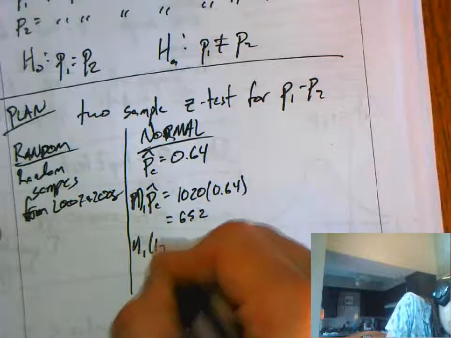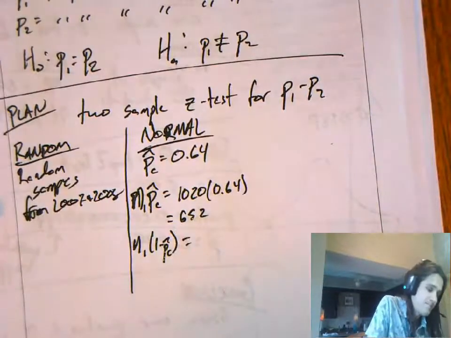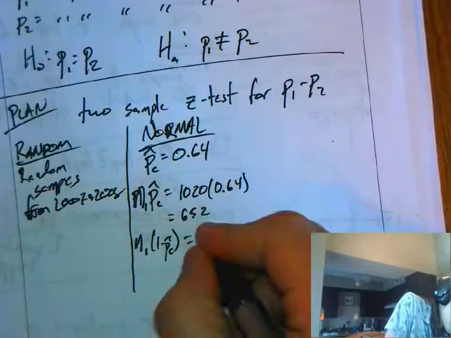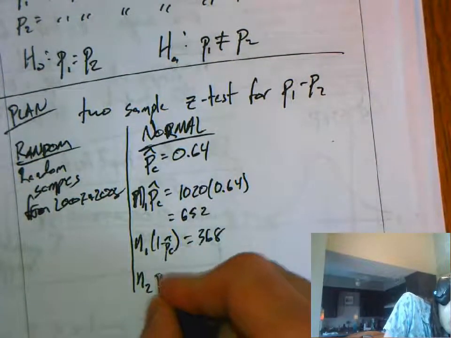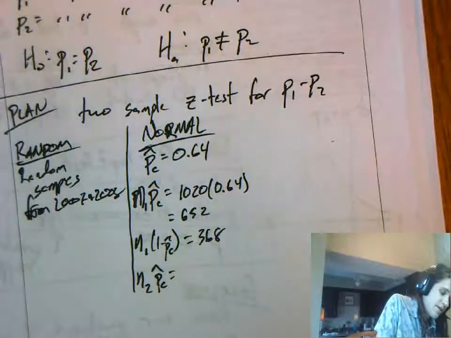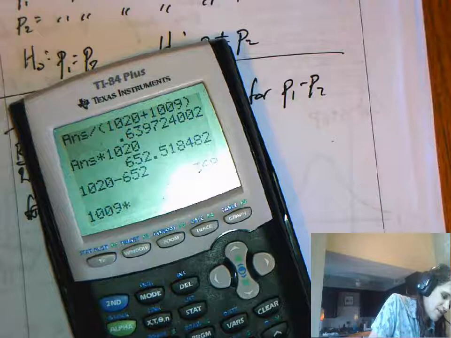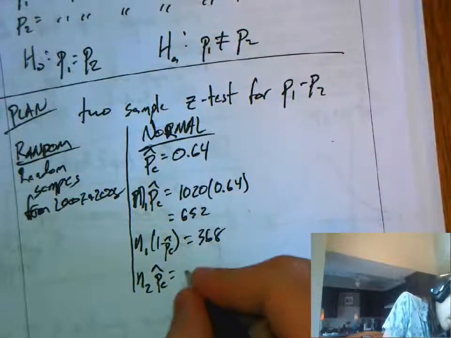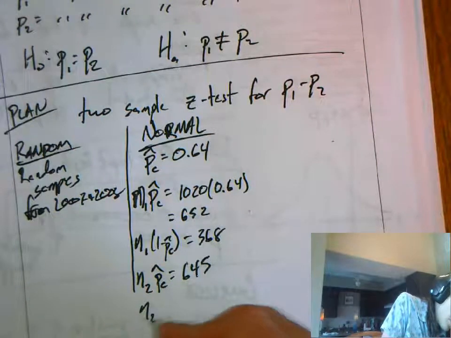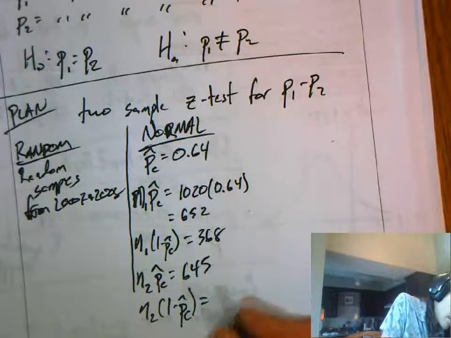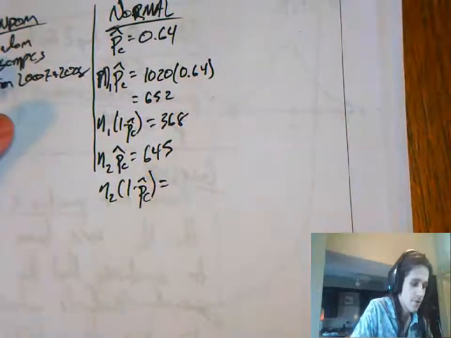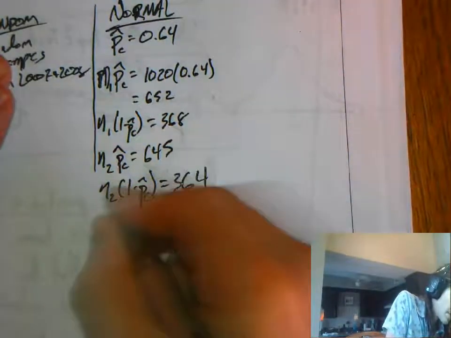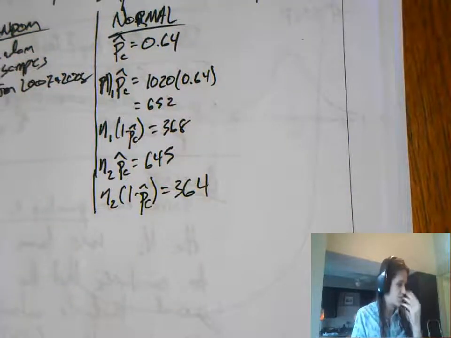And 1 minus p̂c. How many expected failures were there? Well, you can just do 1020 minus 652 to find that answer, and that's going to be 368. And n2 p̂c, that's going to be 1009 times 0.6397, call it 645, and n2 times 1 minus p̂c, it's gone off the screen, is 364. Okay.